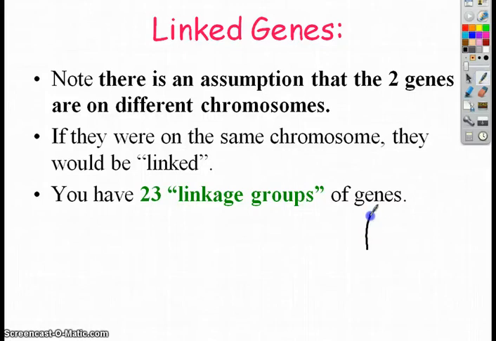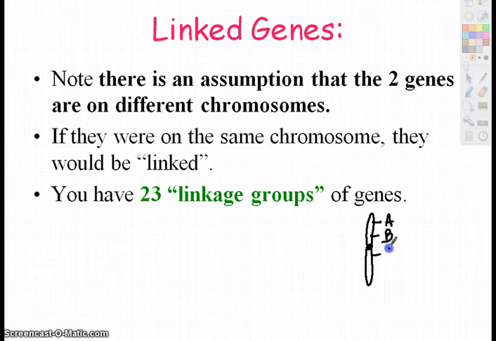That means that some genes are on the same chromosome. In other words, you have some cases where gene A, gene B, gene C, and gene D are all on the same chromosome. They're not on separate ones. And that's called being linked.